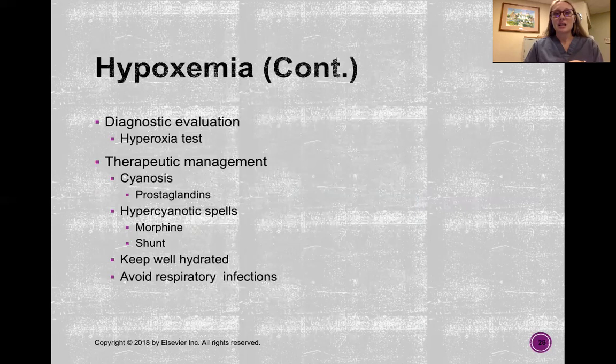One key aspect of a hypercyanotic spell is the child will become extremely agitated. And that's one of the key signs that the child is experiencing a hypercyanotic spell, especially if you're suspecting hypoxemia to begin with. We want to keep these kids well hydrated and avoid any respiratory infections.